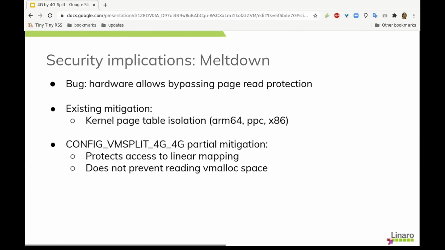So user space, if there's a CPU with a bug that lets you bypass the page protections, like the Meltdown bug did on certain CPUs. The idea is that by isolating the page tables, the kernel would just not be mapped, and you can't gain knowledge about what's going on in the kernel. With this approach, we would prevent user space from accessing the linear map, but we do not prevent it from accessing the vmalloc space. So it's like halfway there.